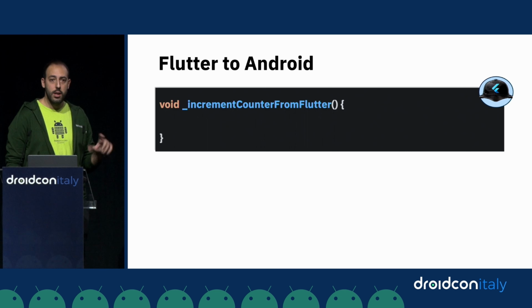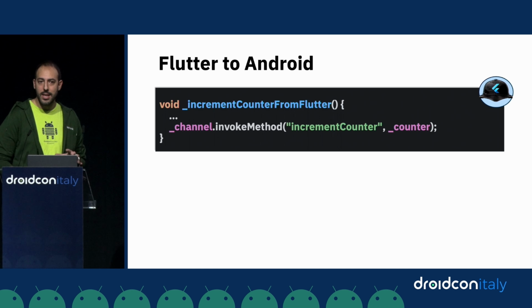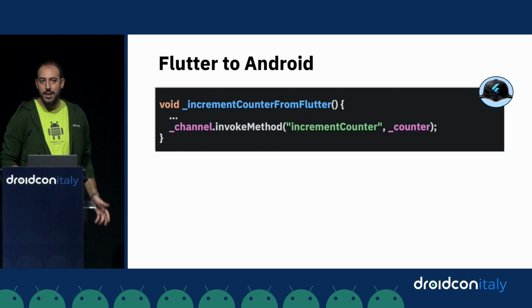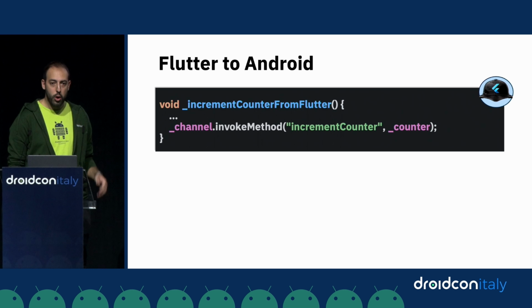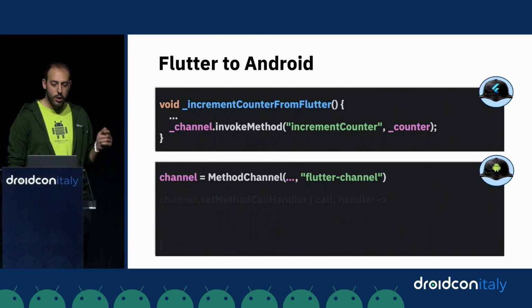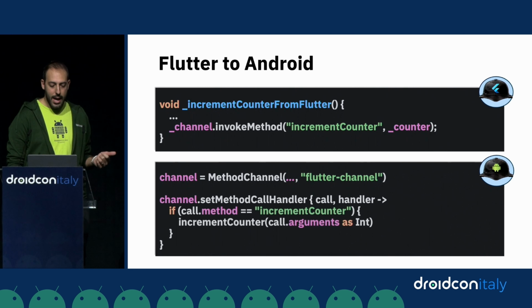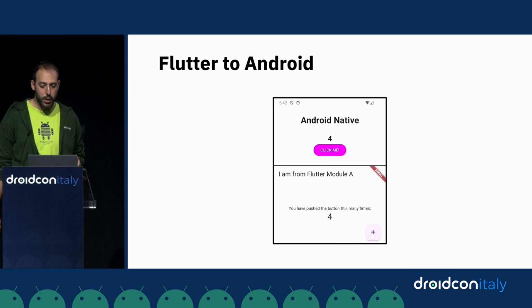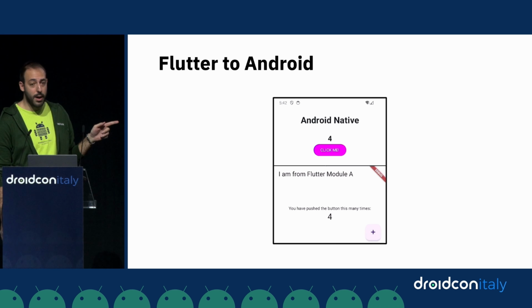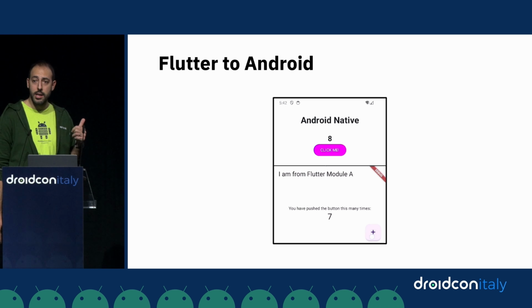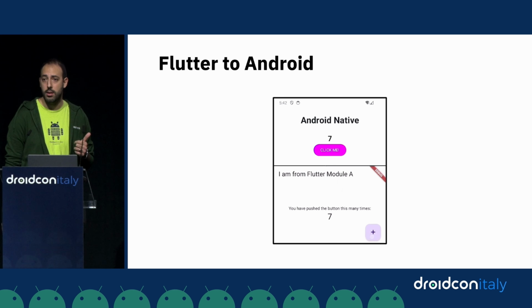From Flutter to Android, the opposite way, we can do the same. And the syntax is very similar. They are the same classes. So you can invoke the method, always incrementCounter. And on the Android side, we are listening for that method, and we can increment the counter. And it's in this way. So we are pressing the button on the Flutter side, and we are incrementing on the Android native side.